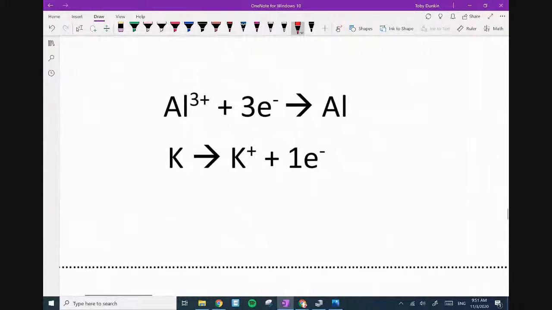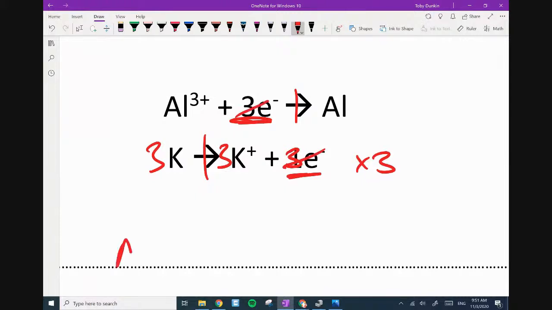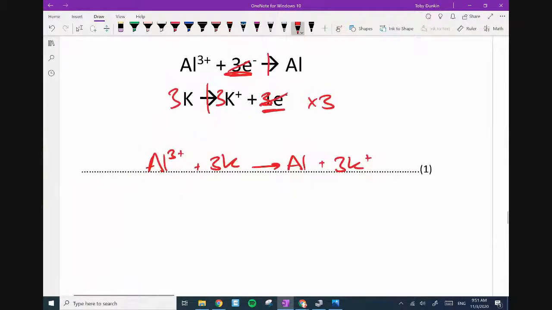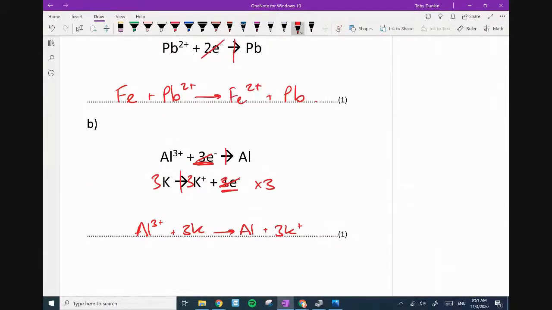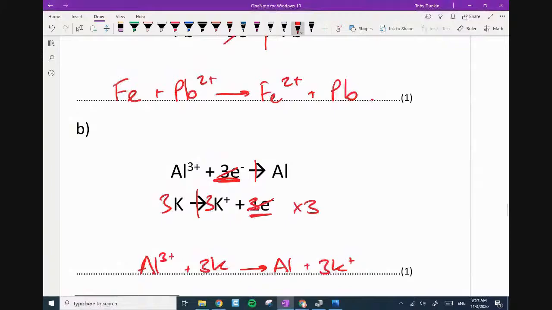This one is a bit more challenging. There's the divide, but this one needs 3 electrons, but this one's only giving us 1. Times that one by 3. 3, 3, and 3. Put them together. Final answer: Al3+ plus 3 K goes to 1 Al and 3 K+ ions. Winner, take it if you got it. 1 mark for each one.